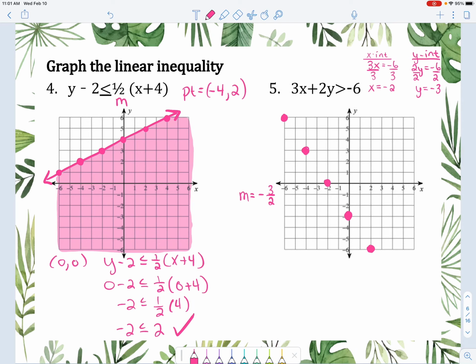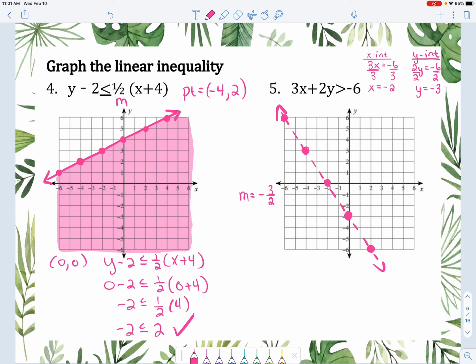Now again, before we connect, we need to look at the inequality symbol. It doesn't have a bar underneath. This means I want to use a dashed line, okay? So we're not actually going to connect these points with a solid line. We're going to do a dashed line.